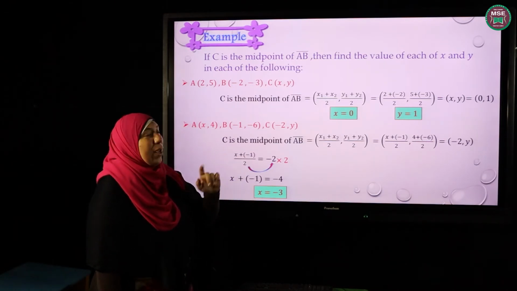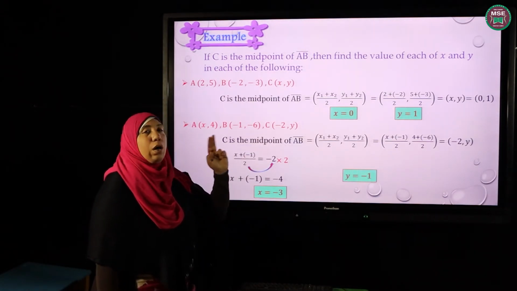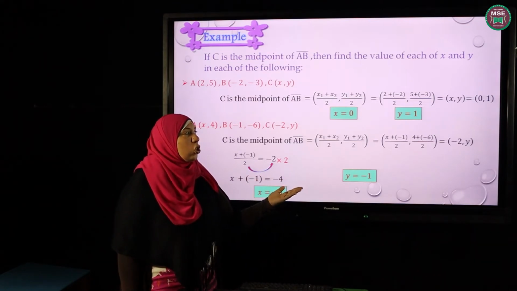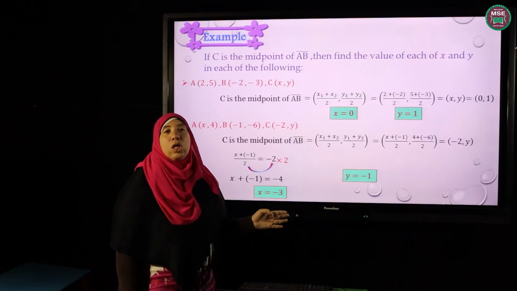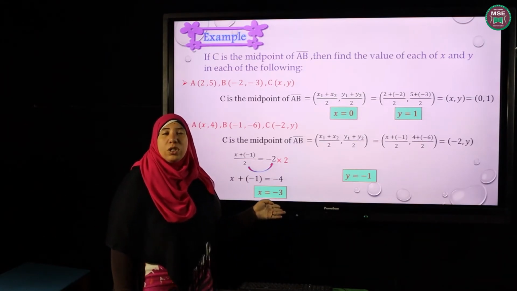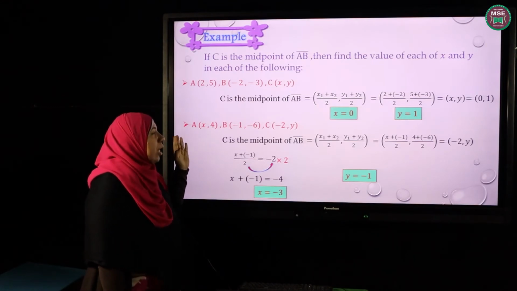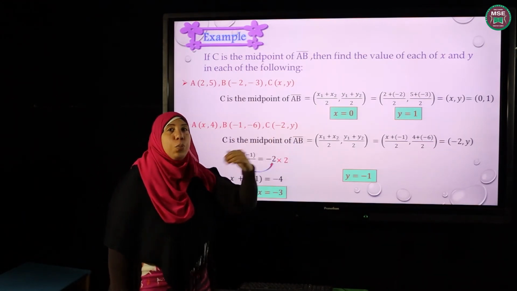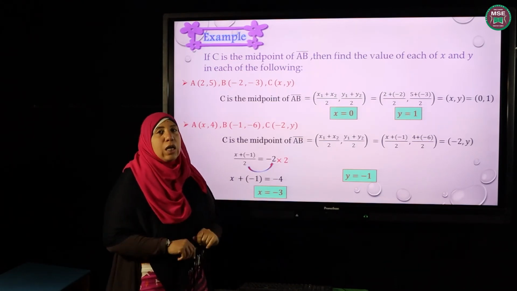Now, y is the midpoint, so the answer of 4 plus -6 over 2 will equal -1, so y equals -1. X and y here, I can't write them as an ordered pair because x is an x coordinate in one point and y is a y coordinate in another point, so we can't write an ordered pair (-3, -1).